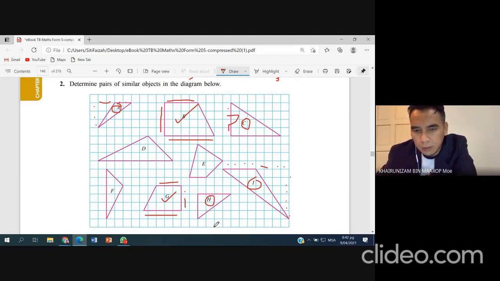And then another one, D and F. We can count this one. 1, 2, 3. 1, 2. 3 over 2. Okay, this one, 1, 2. 1, 2, 3. 3 over 2. So this one is also similar. Okay, did you get it wrong?